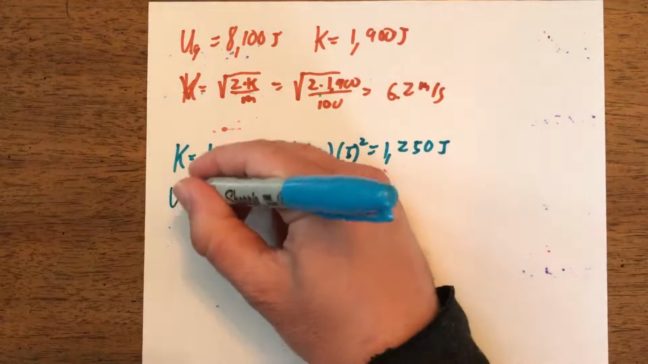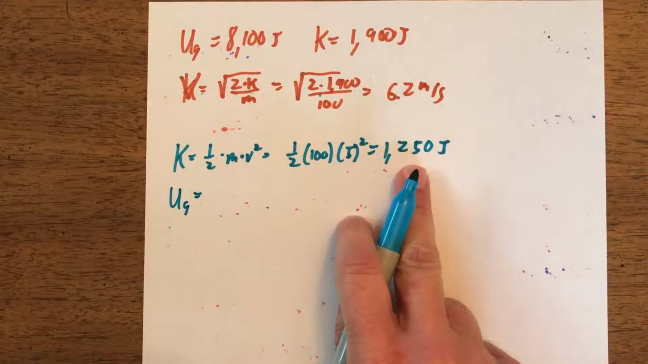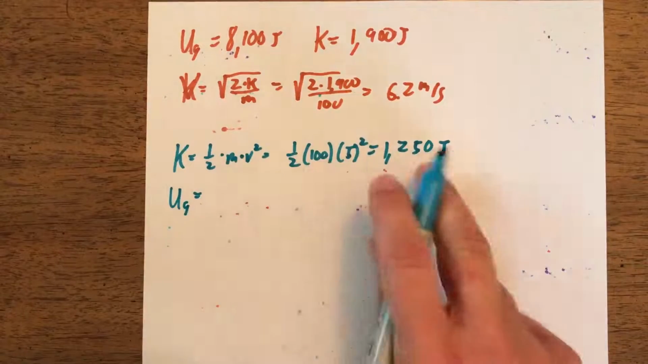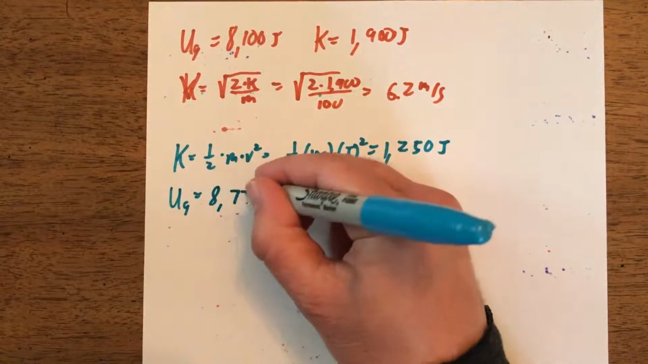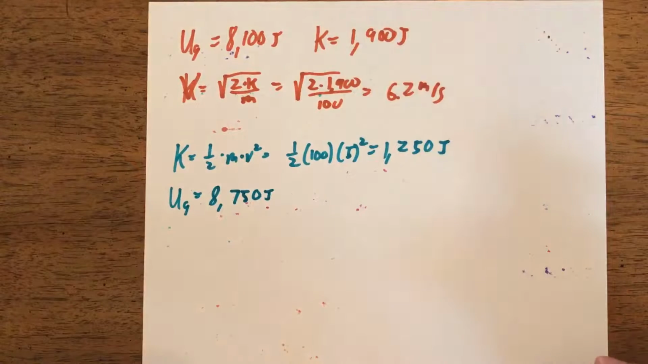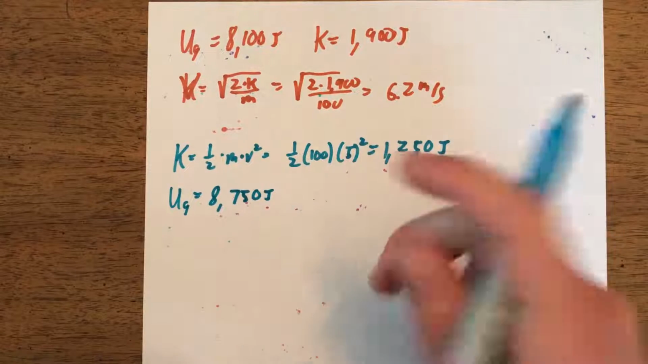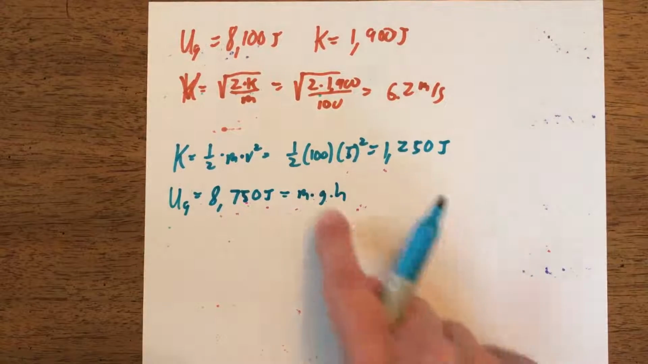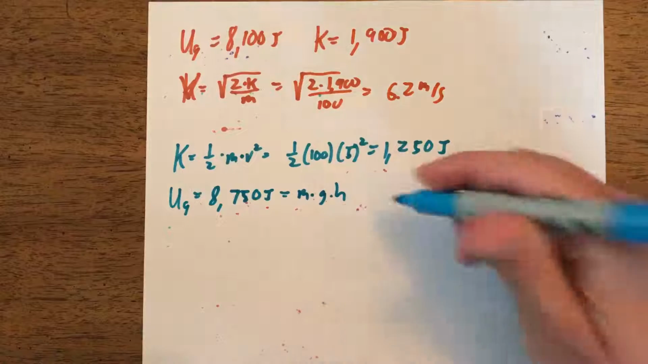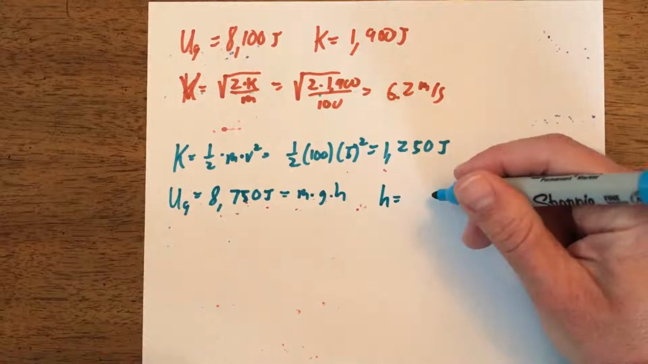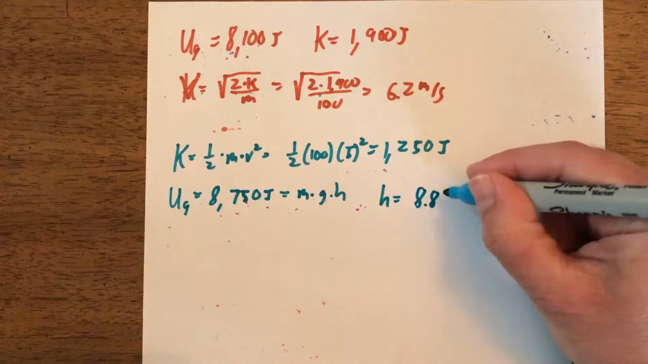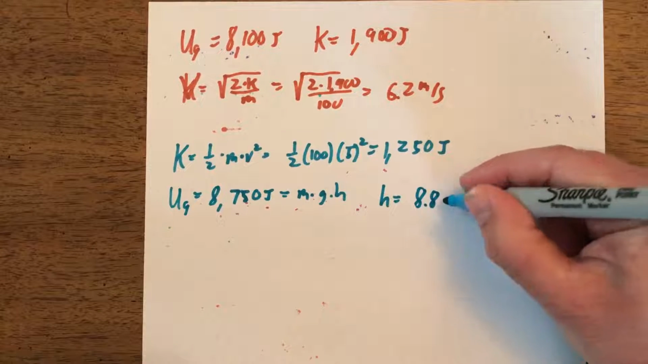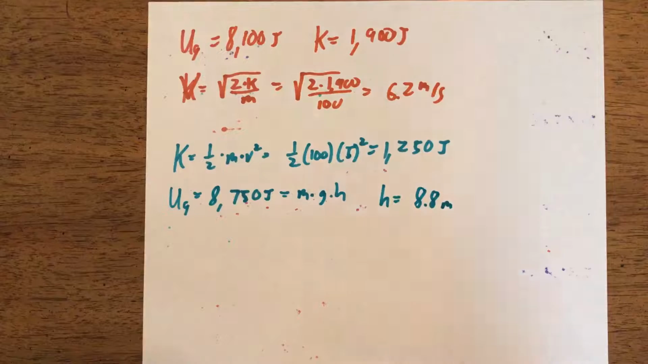That means that the gravitational potential energy to get us back to 10,000 has got to be 8,750 joules of potential energy. And now we can set that equal to mass times gravity times height, and we can solve for the height. Remember, that's 100, that's 10. So to solve for the height then, when you work that out, you would get about 8.8 meters, rounding off there. Really 8.75 meters.